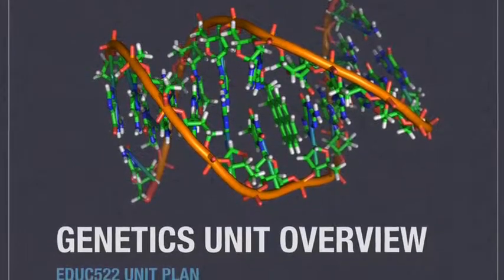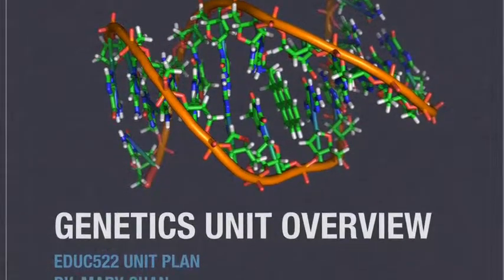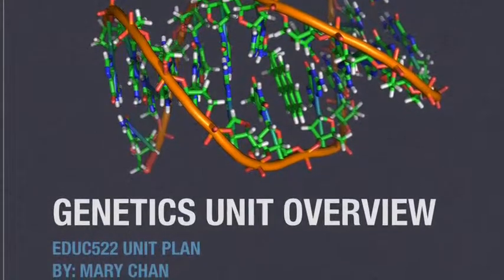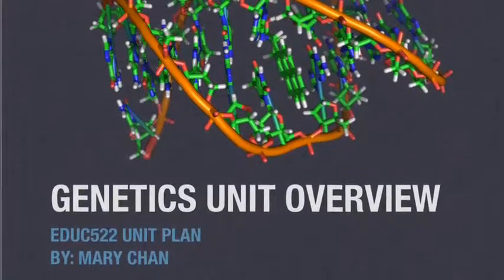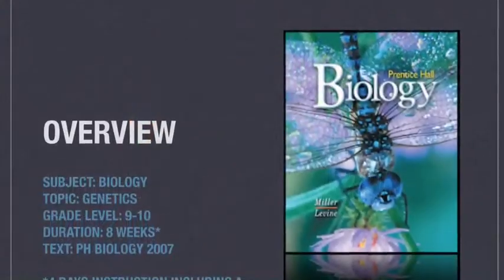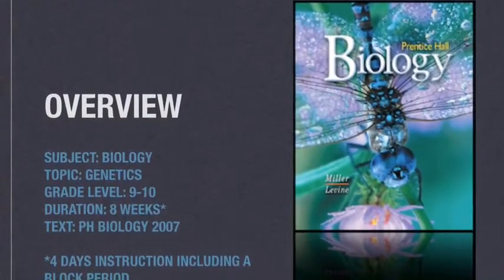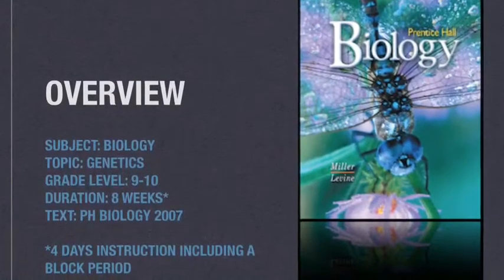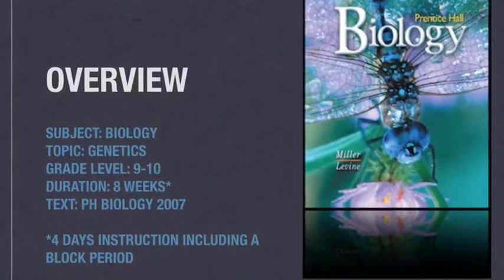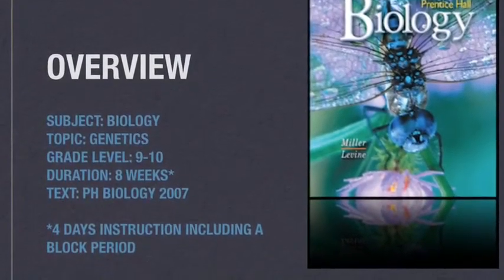The following is an overview of my EDUC 522 unit plan on genetics. This unit was planned for high school biology, grade level 9 to 10, for a duration of 8 weeks, including 4 days of instruction and a block period using the textbook Prentice Hall Biology 2007.